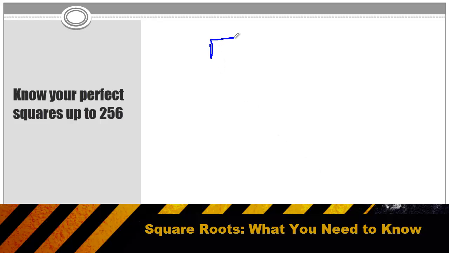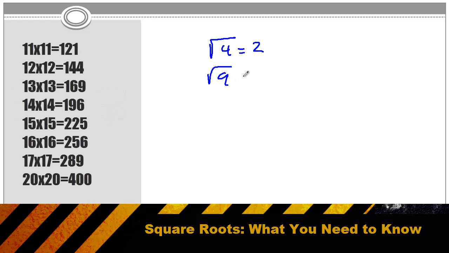You should know the square root of 4 is equal to 2, the square root of 9 is equal to 3, and so on. You should know this list all the way up to the square root of 256 is equal to 16. It's also helpful to know the square root of 400 is 20.